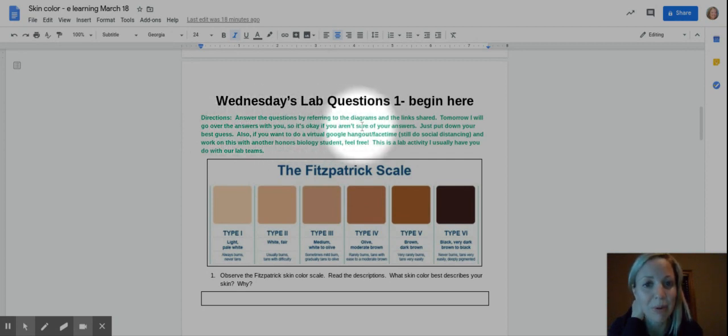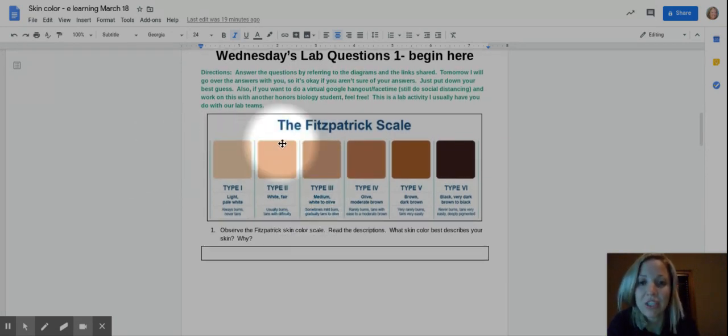It says answer the questions by referring to the diagrams and the links shared. Tomorrow I will go over the answers with you, so it's okay if you aren't sure of your answers. Just put down your best thoughts at this point. Also, you are welcome to do a virtual hangout or FaceTime with other members of Miss England's bio class, because their honors bio is all doing the same thing for me. Do social distancing, so just do it virtual. But you are welcome to work together if you want to on this, because we would have been doing these in our lab teams before.